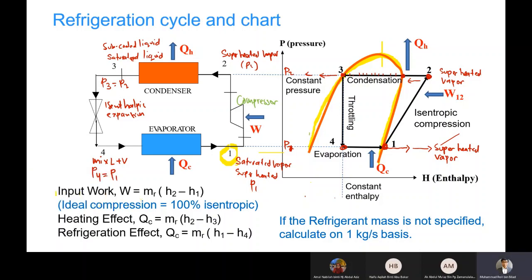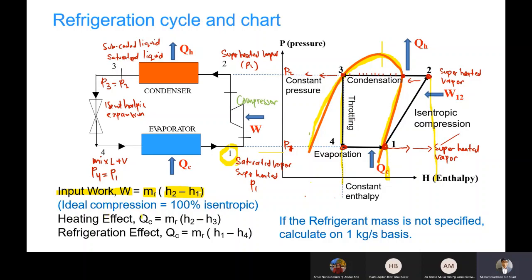Some of the important terminologies. We bring in work. What is important is we need to find out the enthalpy. H1 is the enthalpy at this point, H2 is the enthalpy of point 2, and then H3 and H4. From the enthalpy values, we can get the input work, which is the mass of refrigerant times the difference of the enthalpy, H2 minus H1.